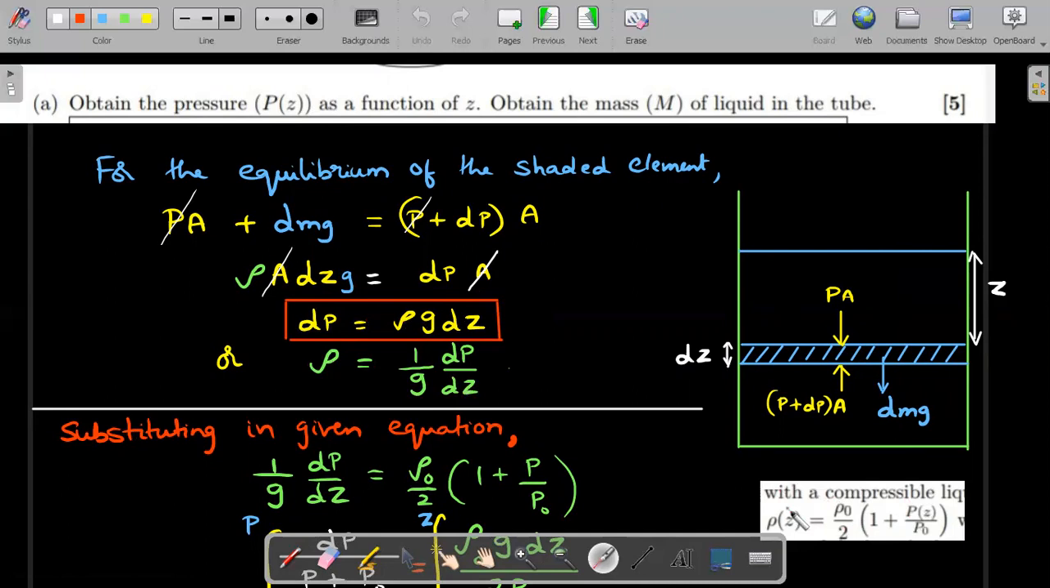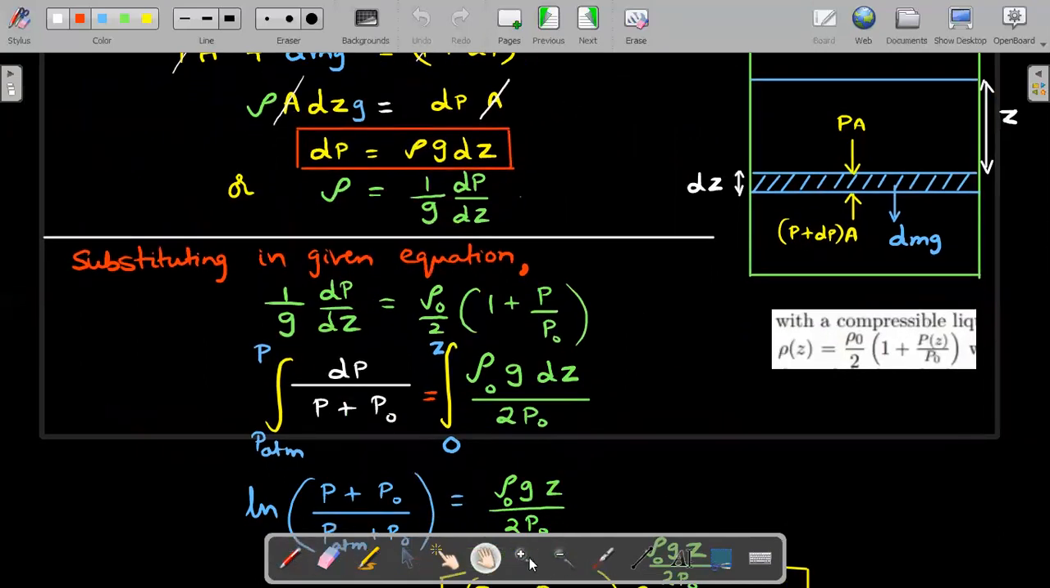Okay, so I rearranged because I'm hell-bent on replacing rho in this given equation at the bottom of the screen. So I wrote rho is equal to 1 by g dP by dz. Then I'll go ahead and substitute in that given equation. As you could see, I substitute for rho here on the left hand side, and this is what happens. Okay, right? Now I have a dp versus p equation.